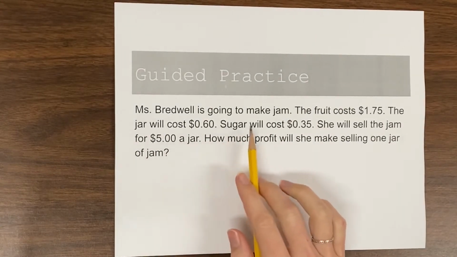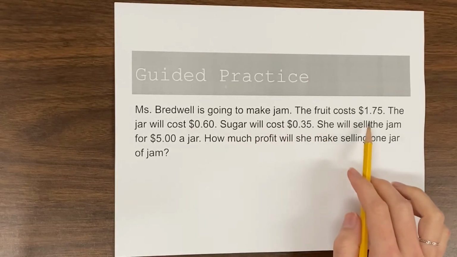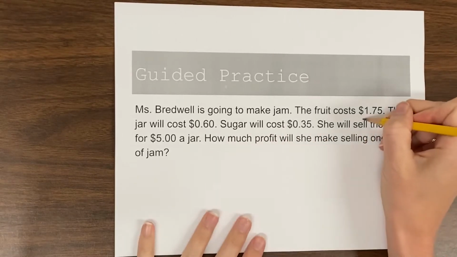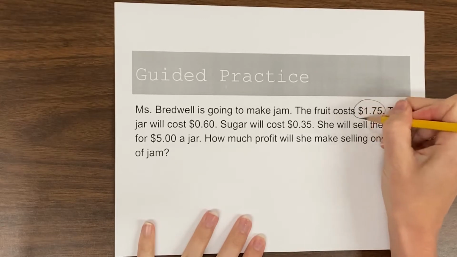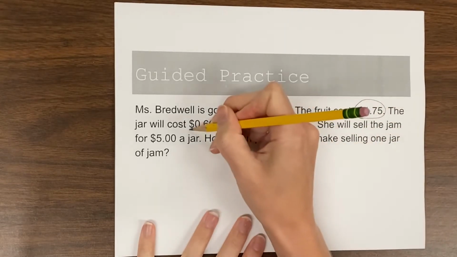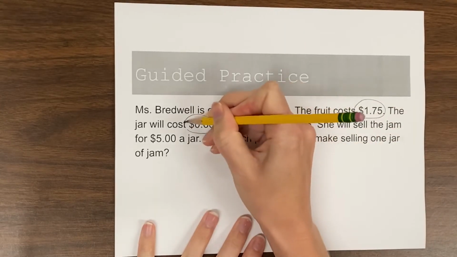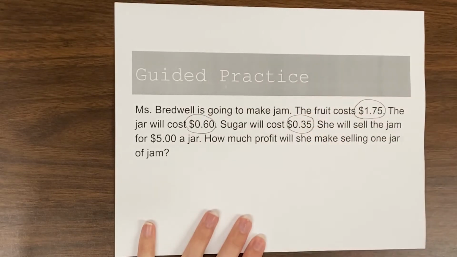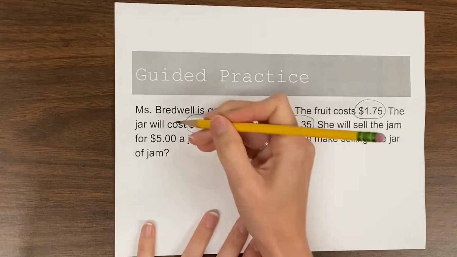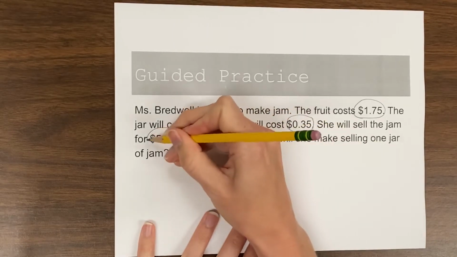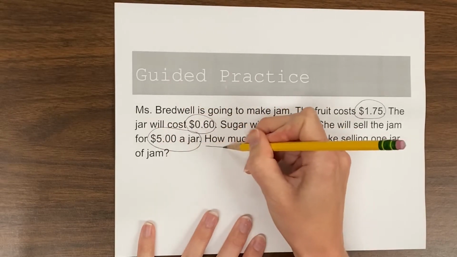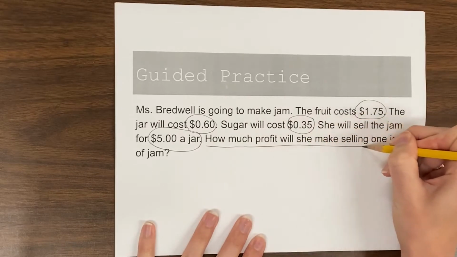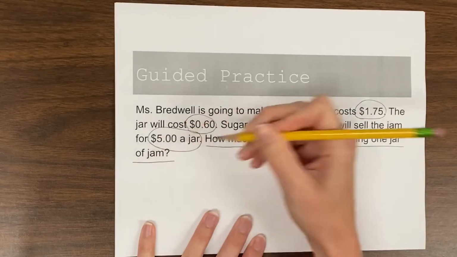Miss Breadwell is going to make jam. The fruit cost $1.75. The jar will cost 60 cents. Sugar will cost 35 cents. She will sell the jam for $5 a jar. How much profit will she make selling one jar of jam?